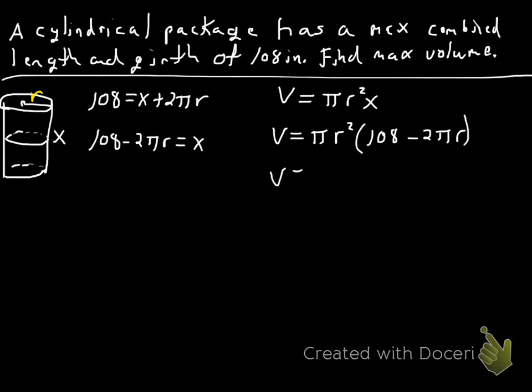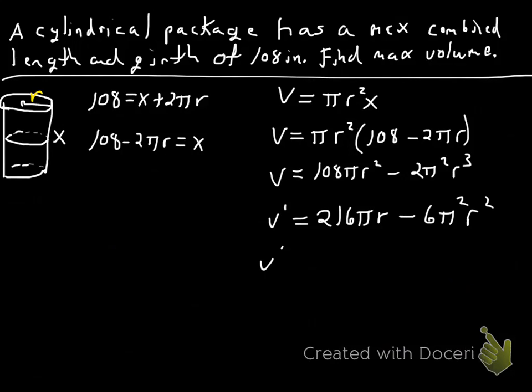And then we'll distribute. So 108 pi r squared minus 2 pi squared r squared. I'm sorry, not r squared, r cubed. And then when we're trying to maximize our minimum, we're looking for critical numbers. Critical numbers happen where the derivative is equal to 0 or the derivative is not defined. So we're going to take the derivative, and then we'll be interested in when the derivative is equal to 0.